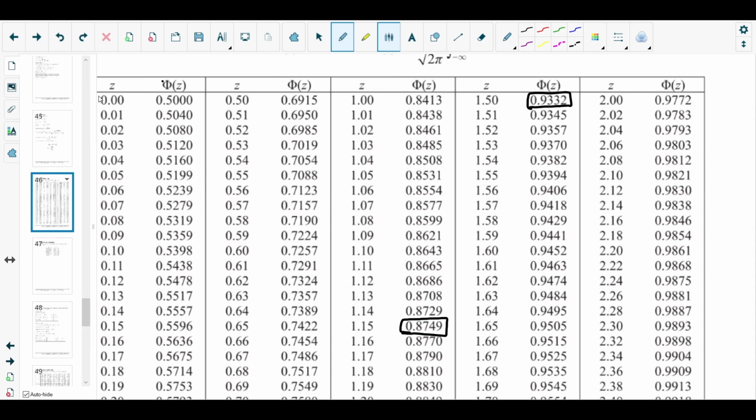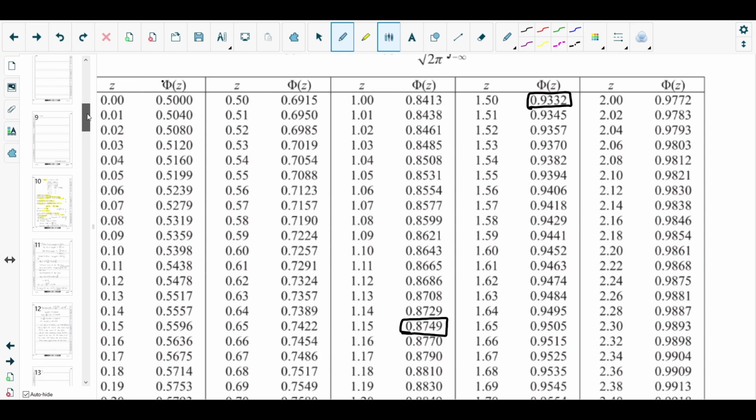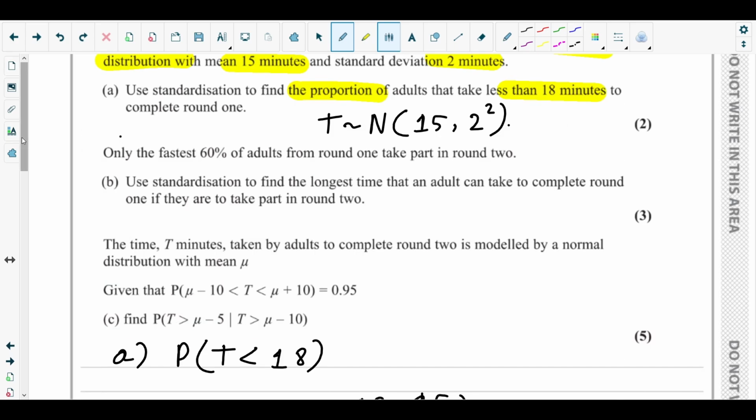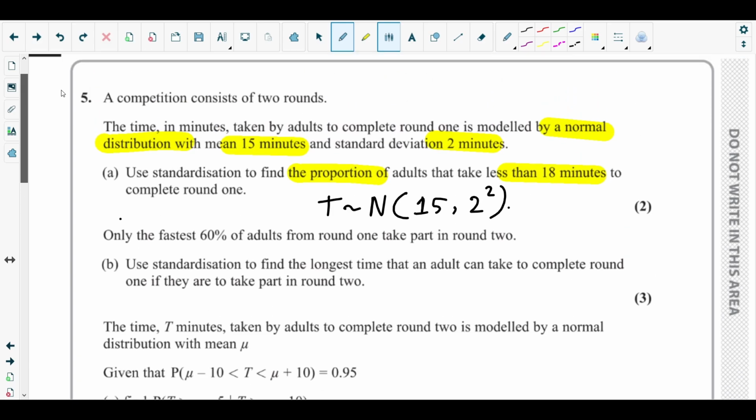So we got the value: the probability is 0.9332, which can be written to 3 significant figures as 0.933.